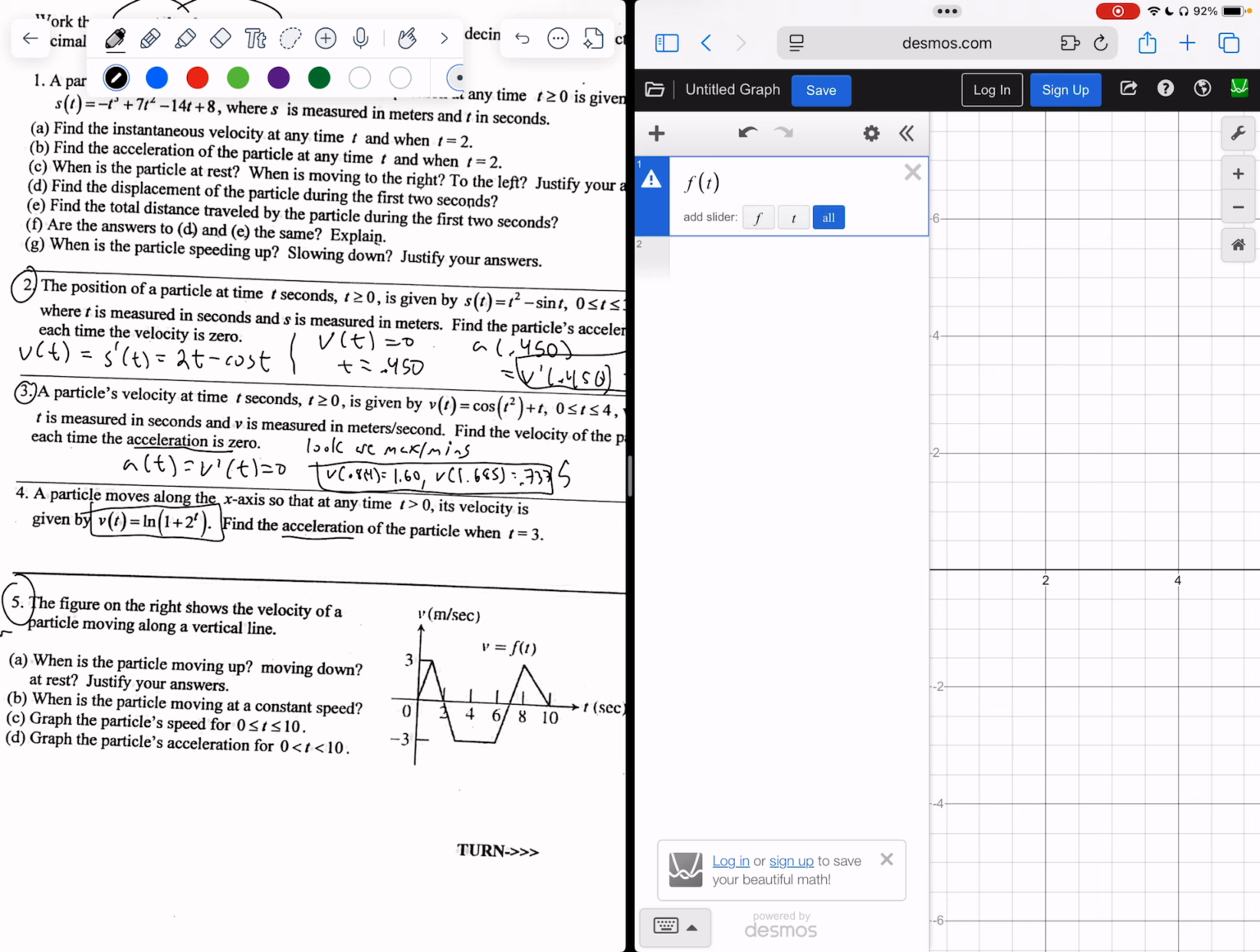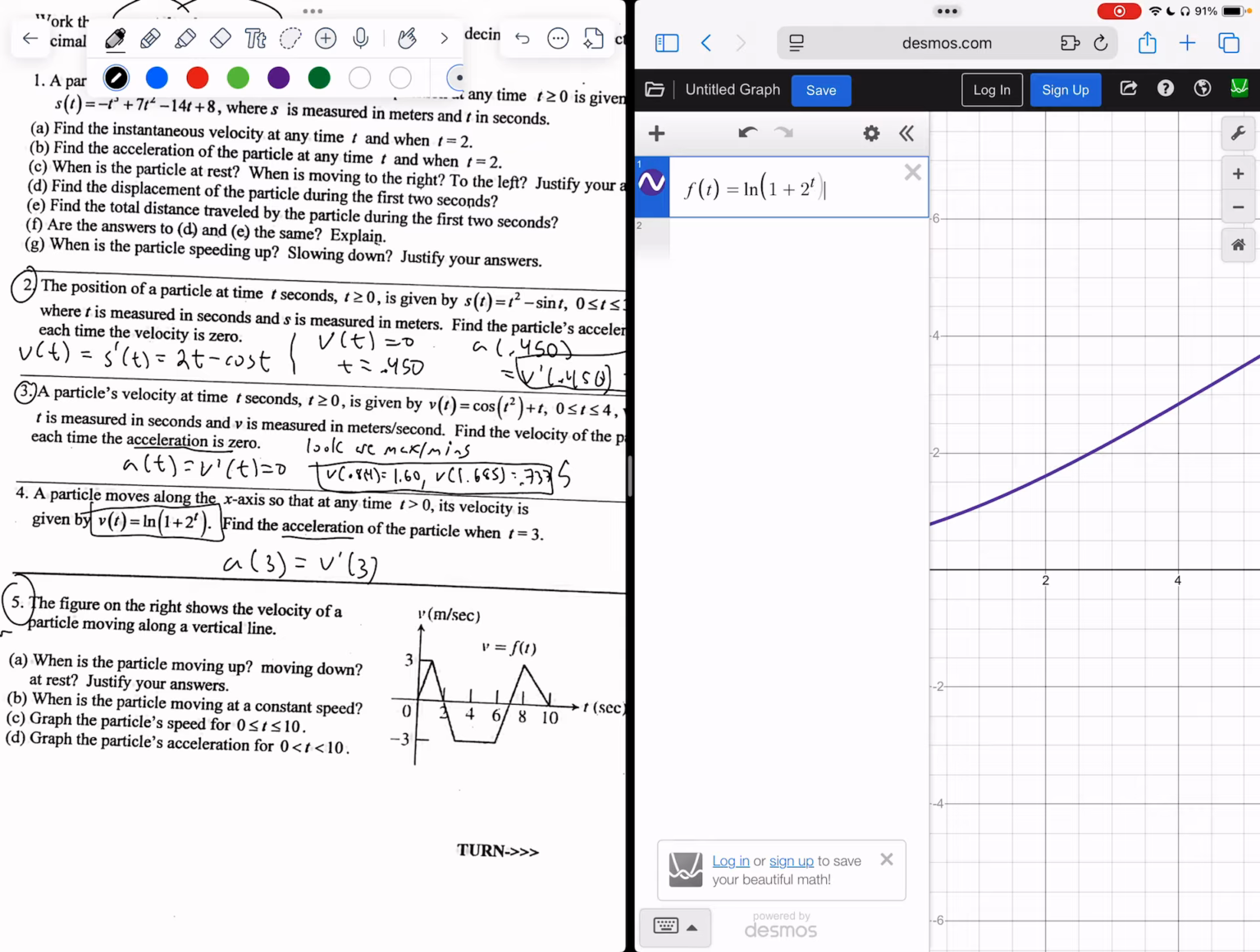F of t equals the natural log of 1 plus 2 to the t. Now, we don't know how to take this derivative yet, so this is definitely a good Desmos question. I want to find the acceleration. Remember, the acceleration at 3 in this case is the derivative of the velocity at 3.